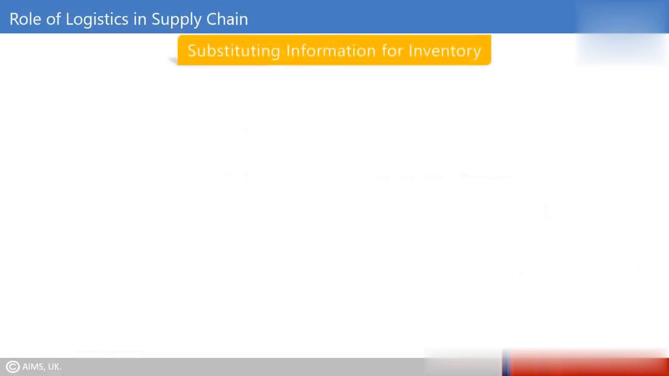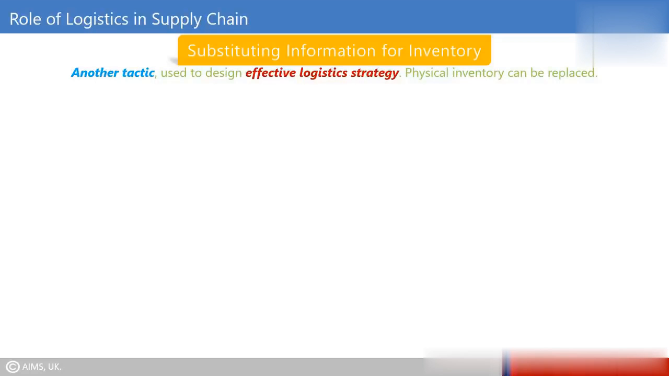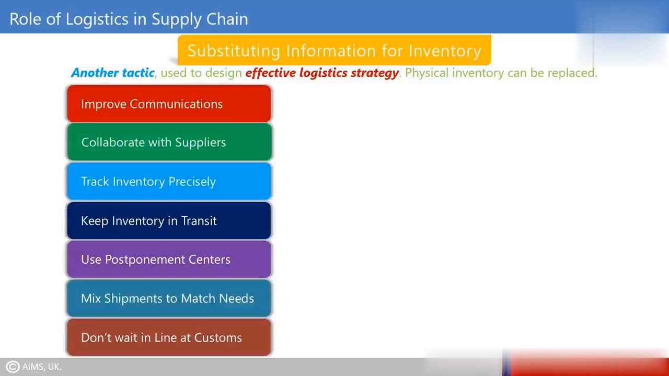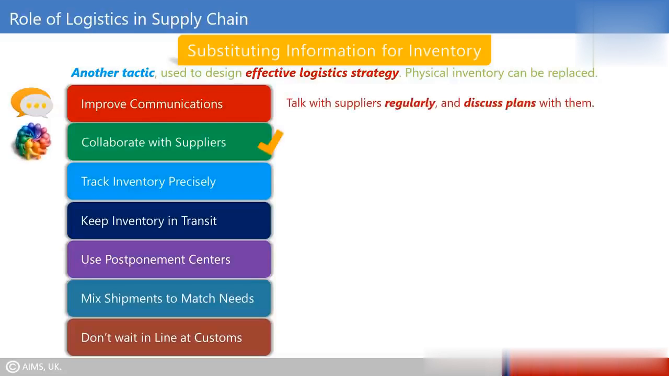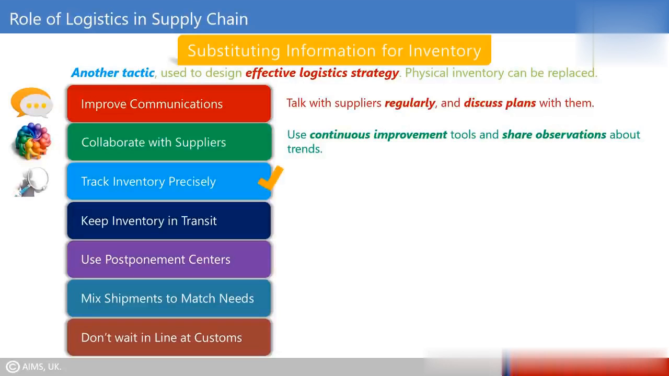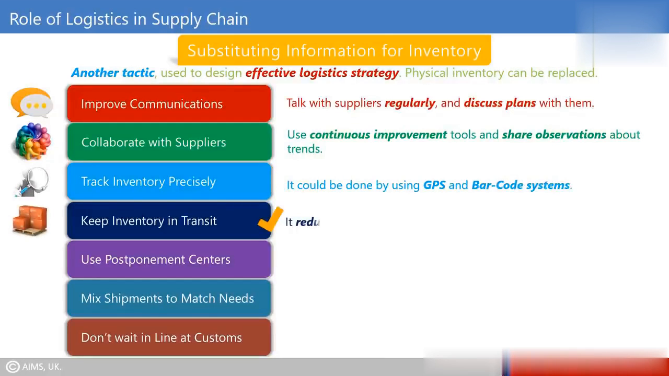Substituting information for inventory is another tactic used to design an effective logistics strategy. Physical inventory can be replaced by better information in the following ways. Improve communications. Talk with suppliers regularly and discuss plans with them. Collaborate with suppliers. Use continuous improvement tools and share observations about trends. Track inventory precisely. It could be done by using GPS and barcode systems. Keep inventory in transit. It reduces inventory costs, for example, cross-docking.